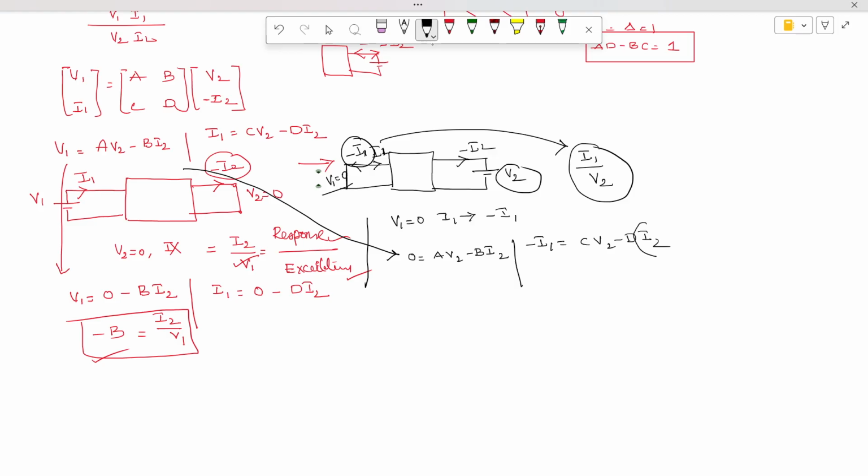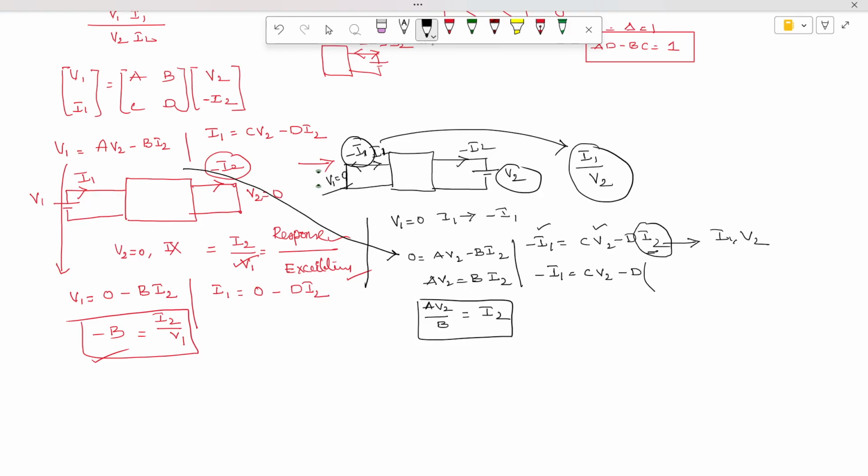But the disturbing term is I2. We have to express I2 in terms of either I1 or V2. Here we have A V2 is equal to B into I2, so I2 can be written as A V2 divided by B. You see, I2 is now expressed in terms of V2, so successfully we transformed it.